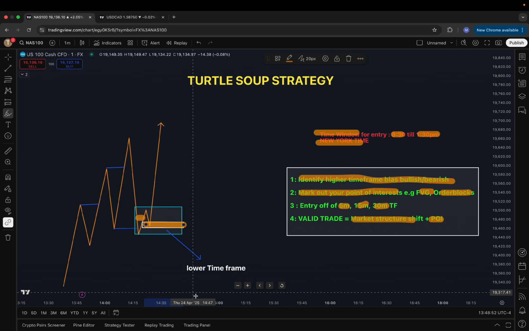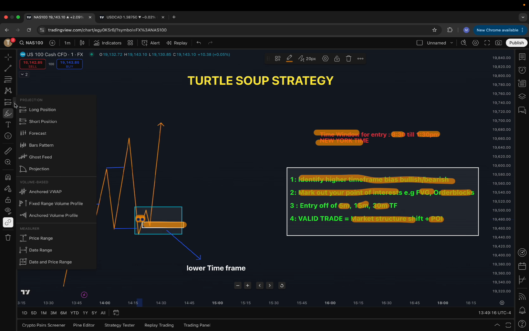So this is our market structure shift, and this is our fair value gap. Now this box represents our lower time frame where we'd enter off, so that could be the 5 minutes, 15 minutes, or the 30-minute time frame. So how would we take this trade? After the Turtle Soup happens, we drop down to lower time frames, 5, 15, or 30. Once we do that, we identify the market structure shift as shown right here. We then mark out our fair value gap or order block.